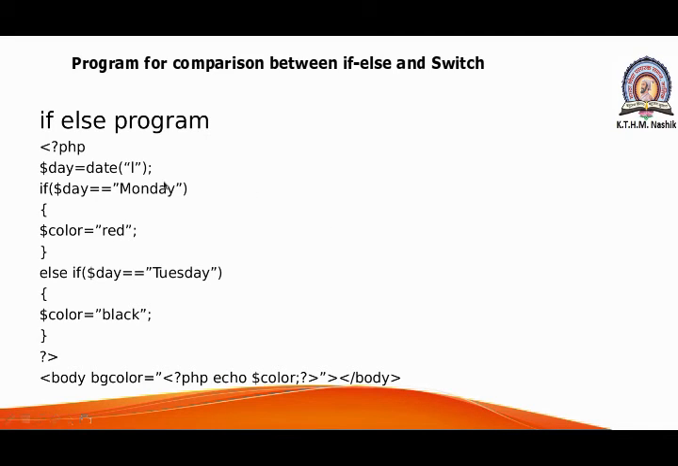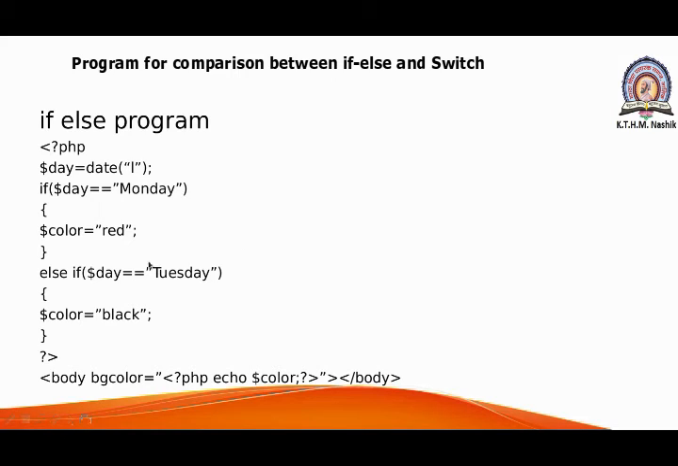Next statement: if $day equal to, within double quotes, Monday. That means if that particular day is Monday, then the statement for this condition goes within the left curly bracket and the right curly bracket. The statement is $color equal to, within double quotes, red. That means when the day is Monday, then the color is red.